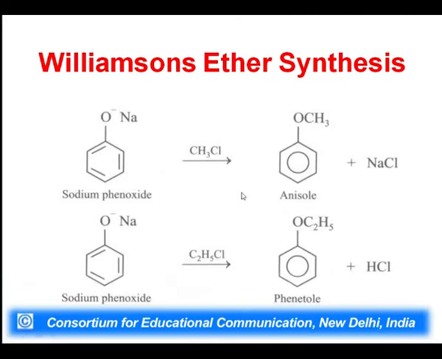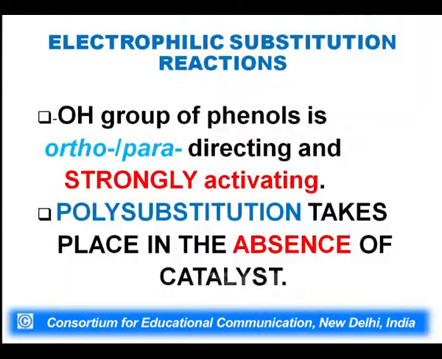Please keep this in mind that if, instead of taking a primary or a secondary alkyl halide, we had taken a tertiary alkyl halide, then in that case elimination would have been the major product, that elimination would have predominated and the alkene formed would have been the major product. So, these were a few reactions of phenol in which the phenoxide ion was acting as a nucleophile.